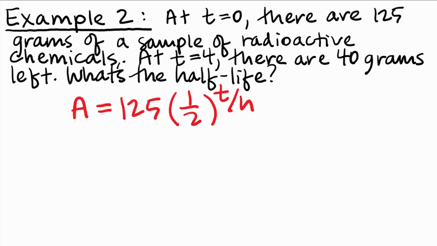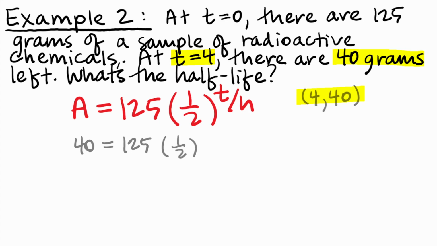I'd set up the formula, and then I would plug in a point that's related to the information they gave me at the start of the question. So I'd say, like, 40 equals 125 times 1/2 to the 4 over h. And then I'd say, all right, I'm just going to have to solve this equation for h.